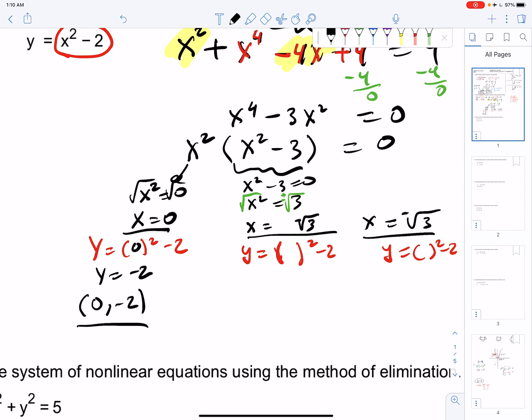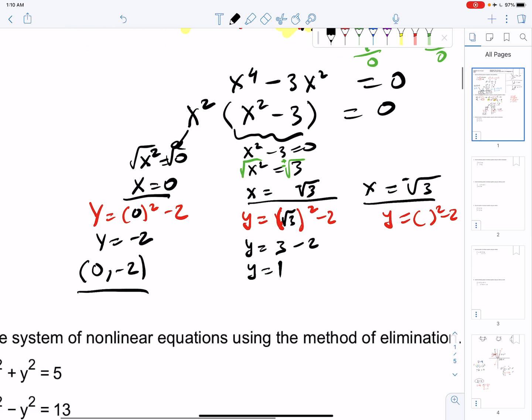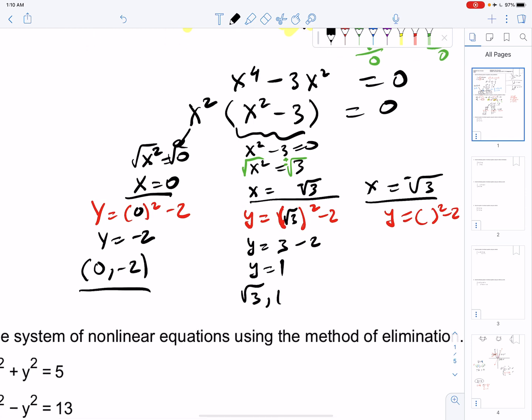But you can see that positive square root of 3 goes here. And when you square a square root, you get the radicand 3. And 3 minus 2 is 1. Right? So we end up getting the square root of 3 comma 1.